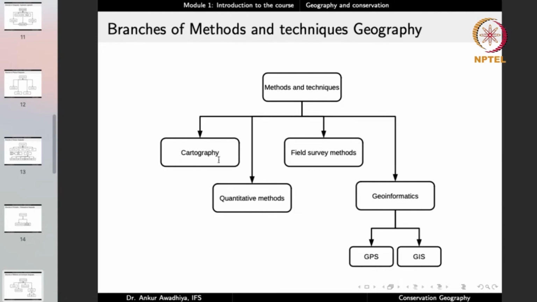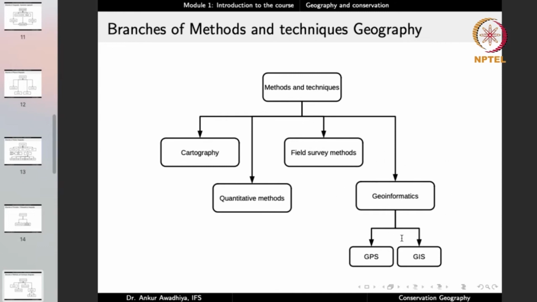In methods and techniques, we have the sciences of cartography. Now, cartography is the science of making maps. So, making maps is a method and technique in geography. We have quantitative methods. How do we analyze things in a numerical form? We have methods of field survey.